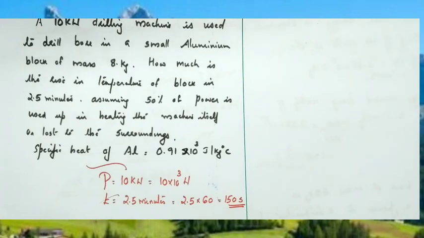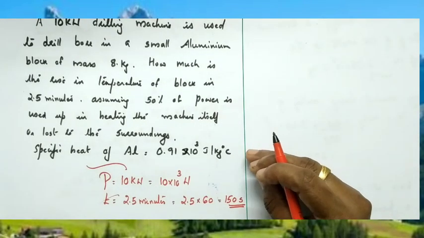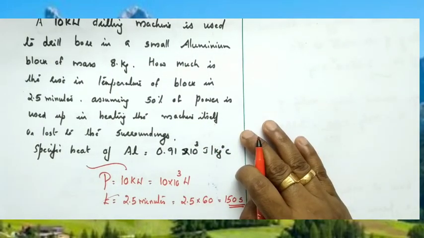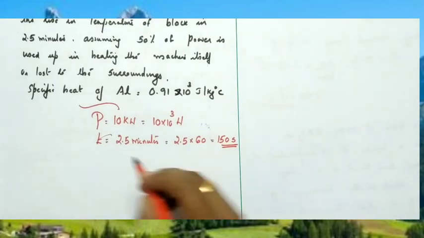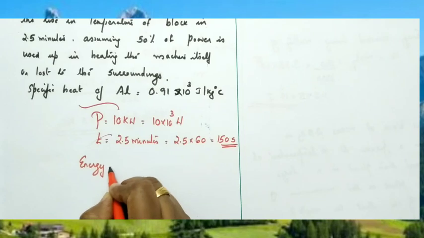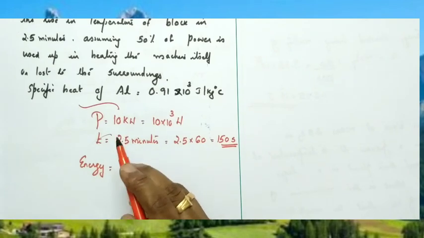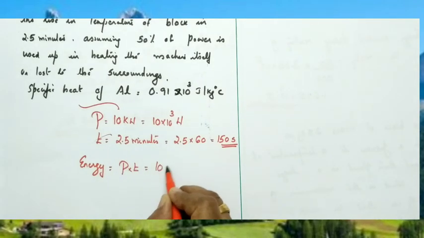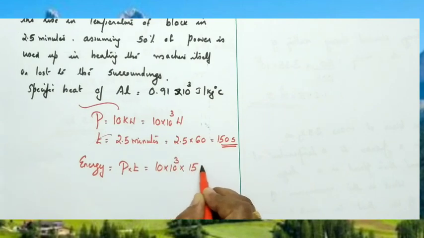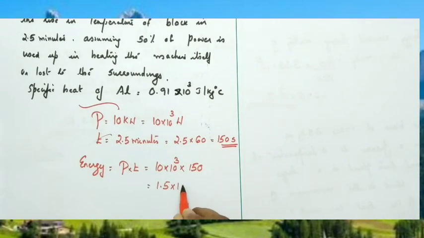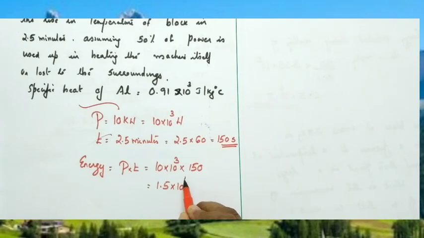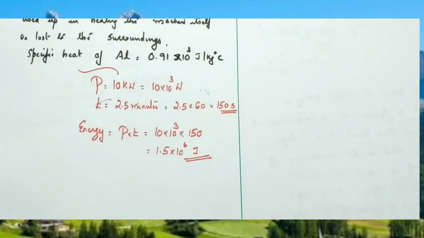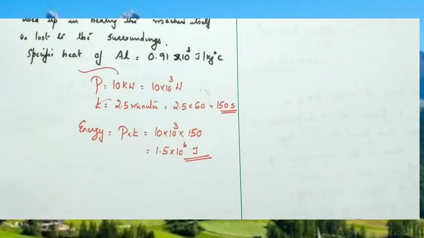50% of power is used up in heating the machine or lost to the surroundings. So only 50% of the power is used for heating the block, and 50% of power is lost. From this we can find out the energy. Power is equal to energy by time, or work divided by time, so energy is equal to power into time. So 10 into 10 raised to 3 into time 150 is 1.5 into 10 raised to 6 joules.